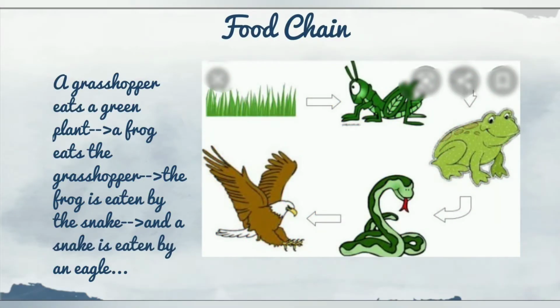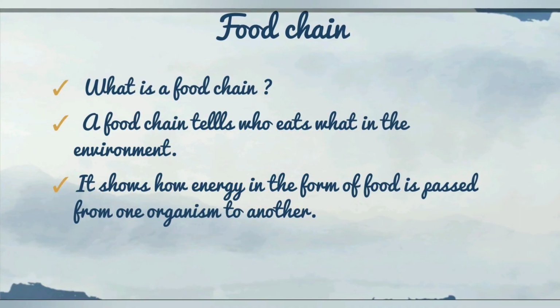Food chain. A grasshopper eats a green plant, a frog eats the grasshopper, the frog is eaten by the snake, and the snake is eaten by an eagle. What is a food chain? A food chain tells us who eats what in the environment.